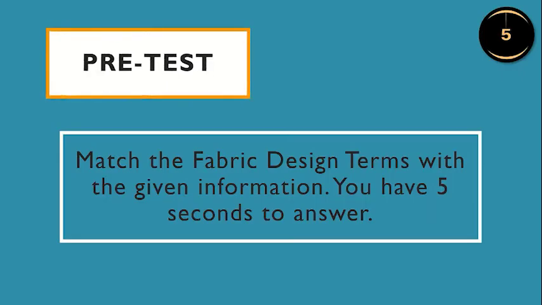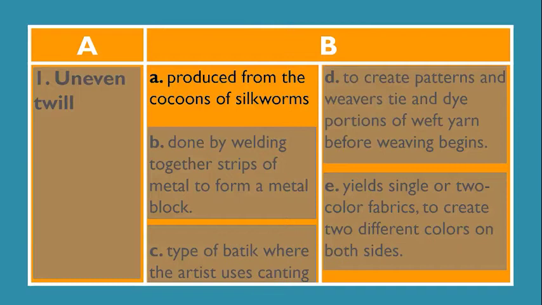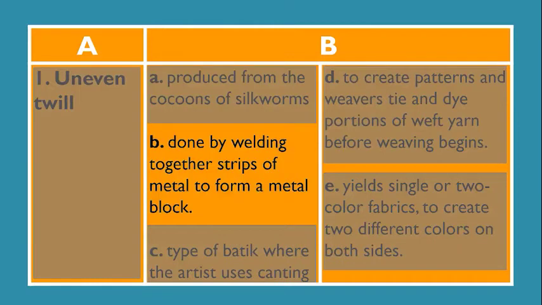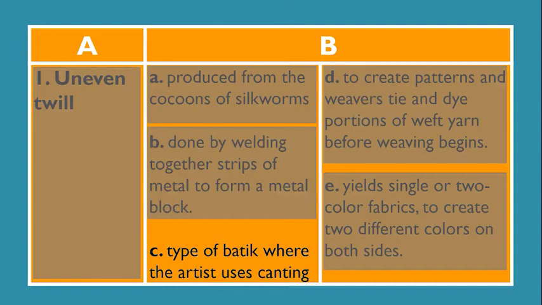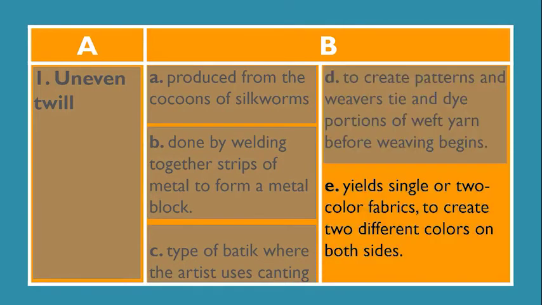Let's have first our pretest. Match the fabric design terms with the given information. You have 5 seconds to answer. Let's start. Here are the choices for each item. A. Produced from the cocoons of silkworms. B. Done by welding together strips of metal to form a metal block. C. Type of batik where the artist uses canteen. D. To create patterns, weavers tie and dye portions of webbed yarn before weaving begins. And E. Yield single or two colored fabrics to create two different colors on both sides.